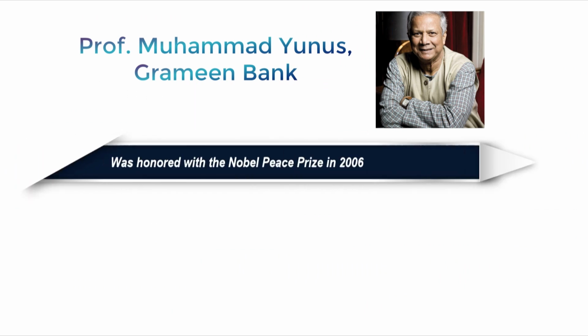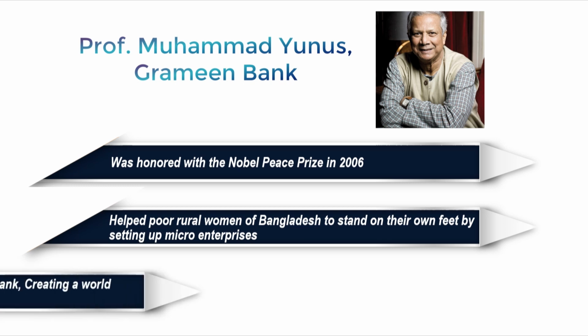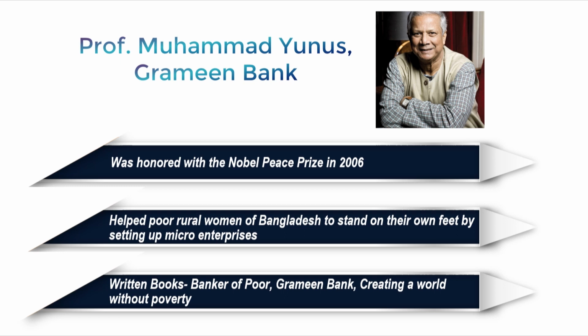So then Professor Muhammad Yunus, he said, okay, you come to me, you take the money from me, no security is required, just take the money, start your business, and then start repaying me the money. So that was the basic model. He was honored with the Nobel Peace Prize in 2006. He helped poor rural women of Bangladesh to stand on their own feet by setting up micro enterprises. Previously he was a professor of economics, and he has written books also, like Banker to the Poor, Grameen Bank. Grameen, as I said, is like a rural bank, and Creating a World Without Poverty.